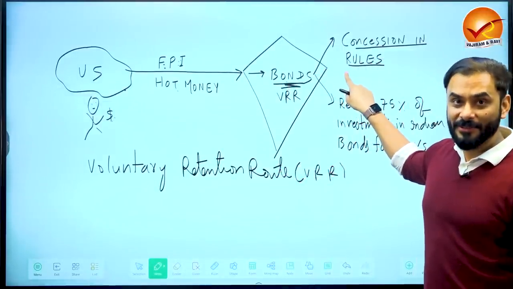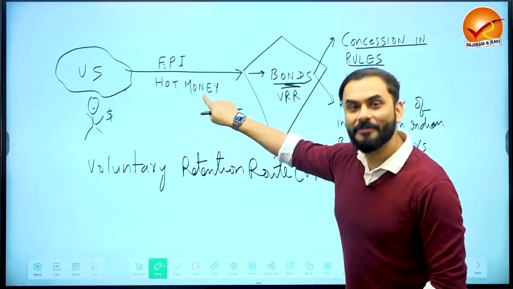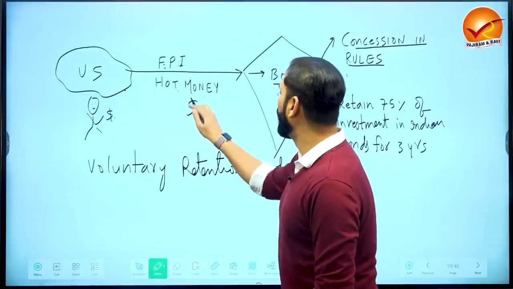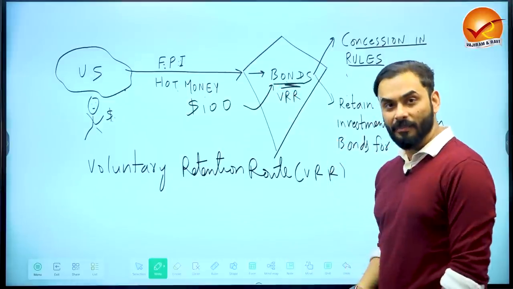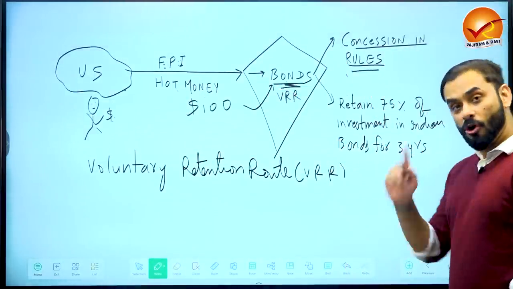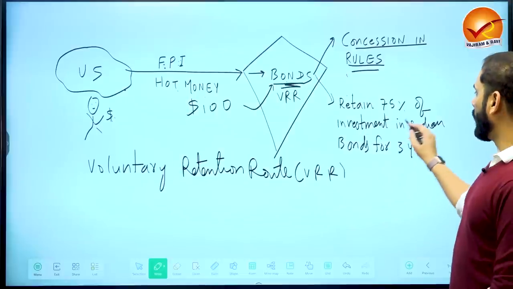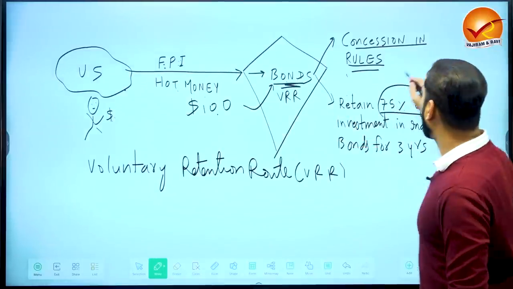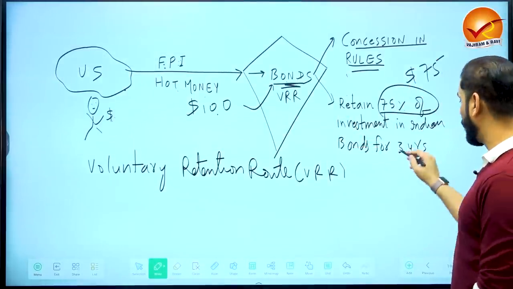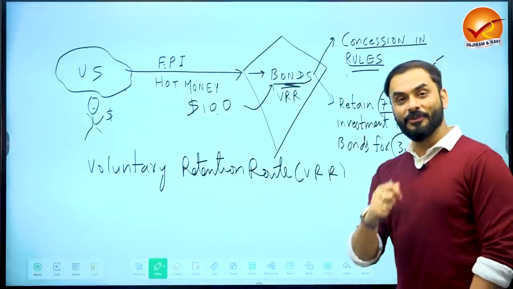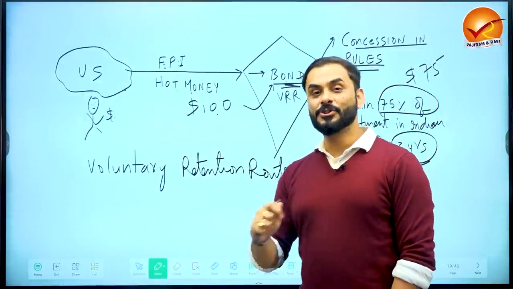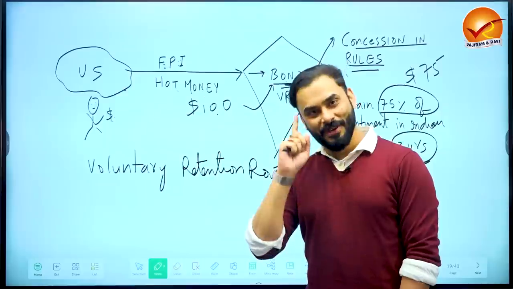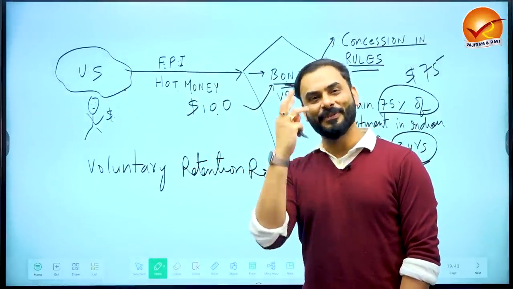But in return, we need a promise. For example, suppose this person from USA brings $100 to India and invests the money in Indian bonds. The Government of India says, we will give you concession only if you promise that you are going to retain 75% of your investment, which means if you bring $100, you have to retain $75 in India for at least 3 years. The Government of India is making such a policy that we are showing our good side to the foreigners: hey, we will give you concession. But then what is our intention? We want the foreigners to put their money at least for 3 years in India.